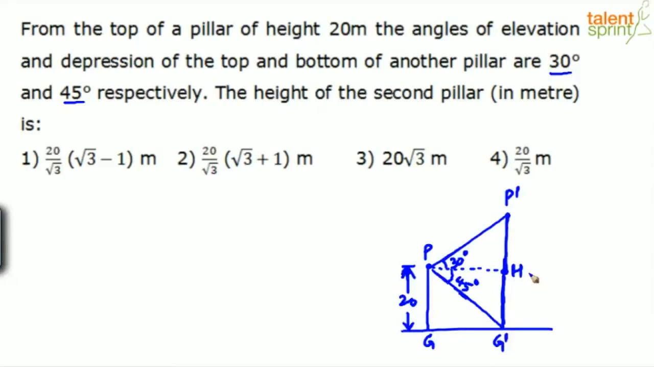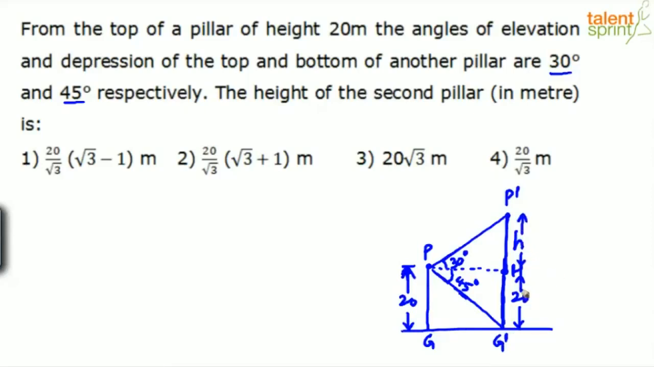Now if you understand, since PG is 20, HG dash will also be 20. This length, this height will also be 20, because they are parallel and between the same two parallel lines. So this is 20, this also will be 20. Let us assume the remaining height, H dash H, is h.